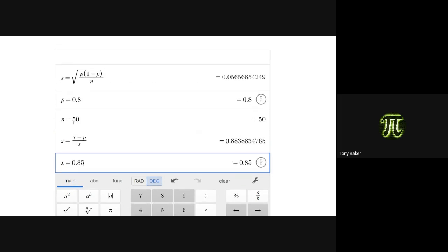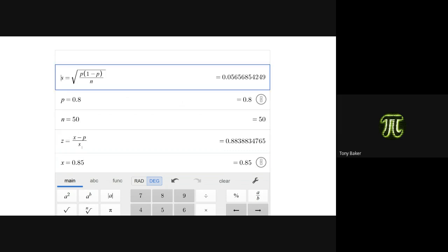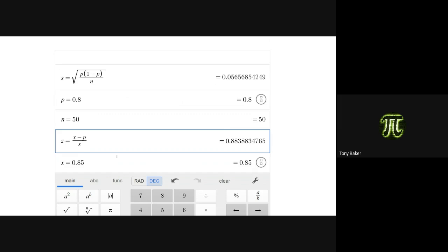If you notice, when I set this up in Desmos, I made that S and I used the S and my Z. So it's actually using that exact number here, so you don't have to retype it back in. And then I just have the P, the N, and the X, so I can easily change those numbers. Definitely helps you do your problems out.